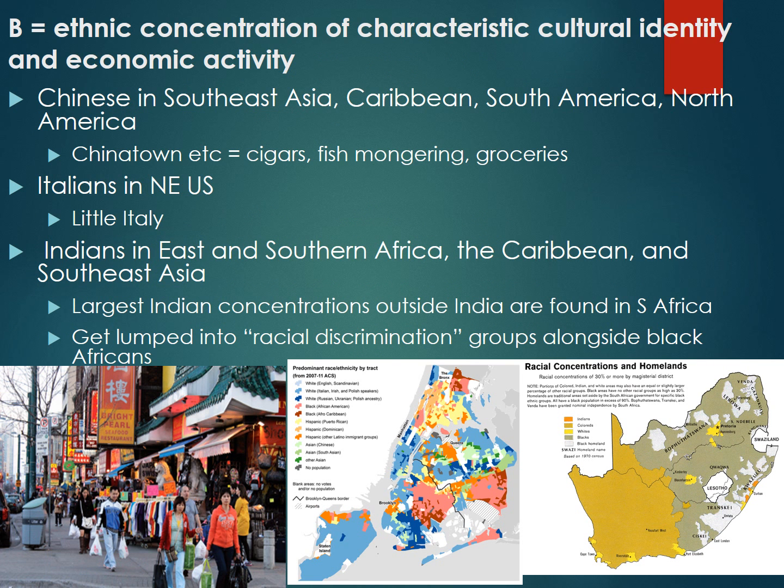B looks at racial and ethnic enclaves, which are basically concentrating cultural groups in certain areas, right, around culture or economic activity. A couple of great examples of this: the Chinese we just talked about earlier with Asia and the Caribbean and the west of America, South America, North America. Prime example here is Chinatown. So they come for economic interests like cigar manufacturing or fishmongering, groceries, all that kind of stuff.